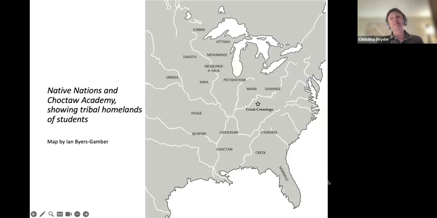So the thing that really made Great Crossings famous in its day was the fact that it was home to this Native American boarding school. And this map shows you where Great Crossings is in Kentucky. It also shows you the tribal nations who sent children to this school. Over the course of the lifetime of this school, which lasted from 1825 to 1848, it educated nearly 700 Indigenous boys and men representing 17 different tribal nations. And you can see that variety here. They came from across the continent.